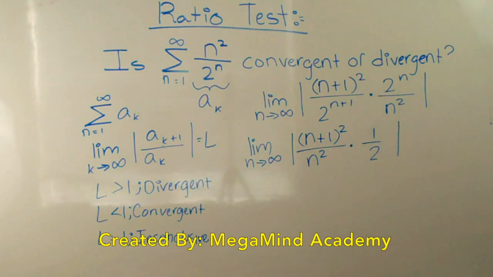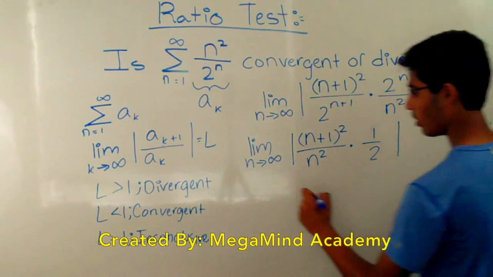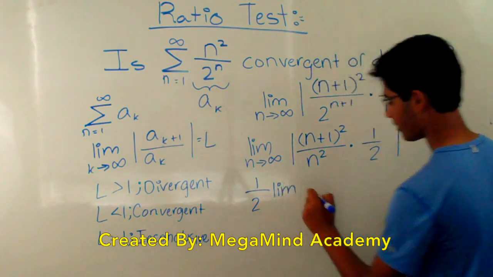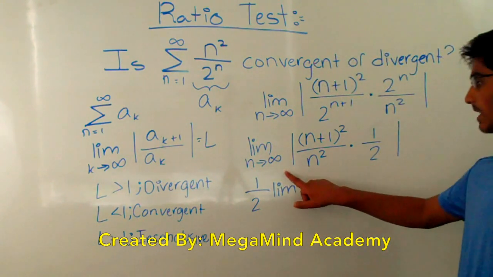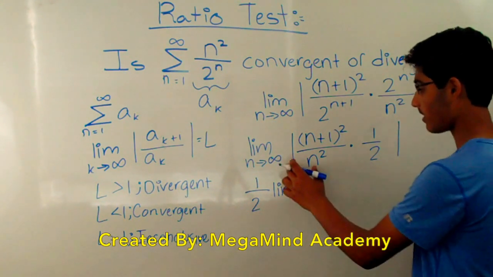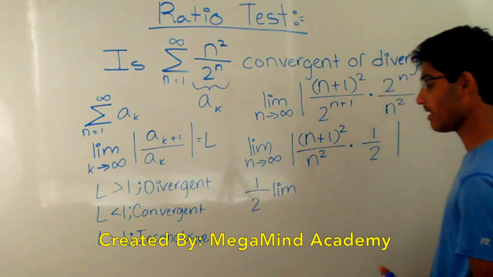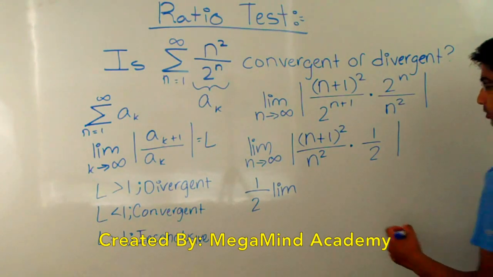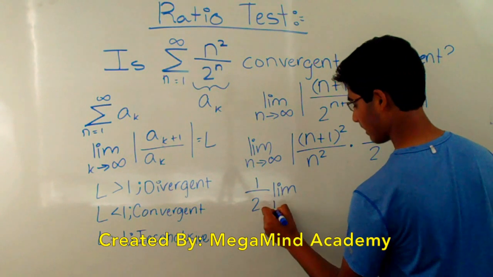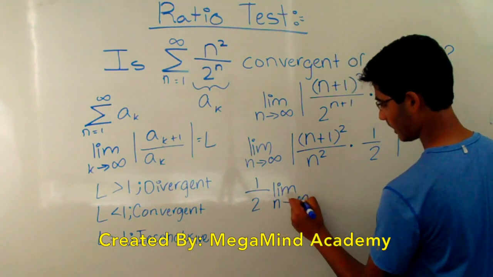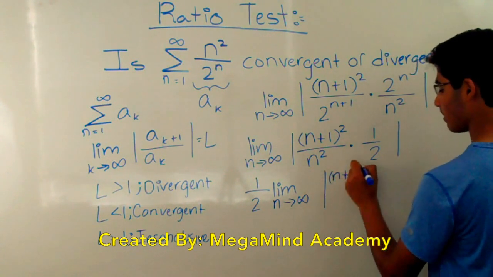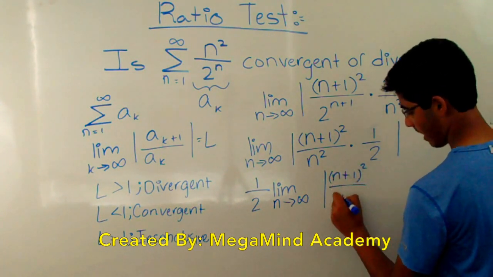So this is now equal to 1/2 times the limit. Because 1/2 is positive, it can go outside the absolute value symbols, and because it's a constant, it can go in front of the limit. We're just applying limit rules and absolute value rules. The limit as n approaches infinity of n plus 1 squared over n squared.